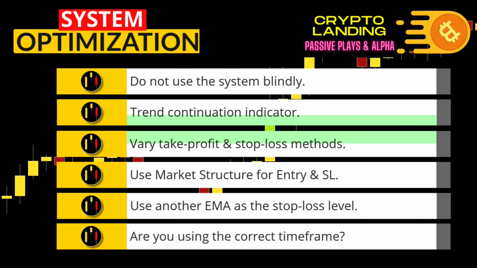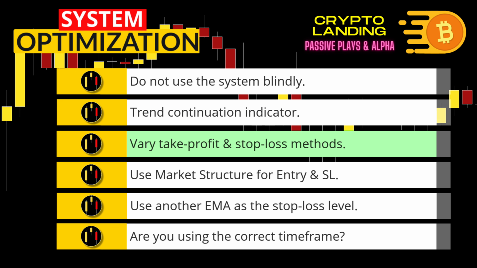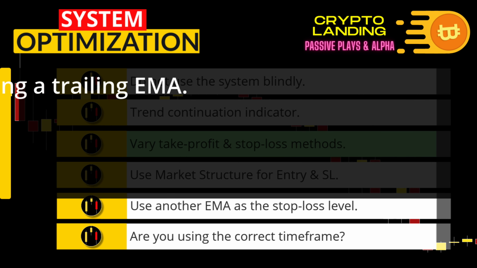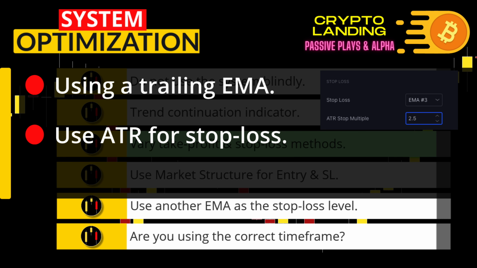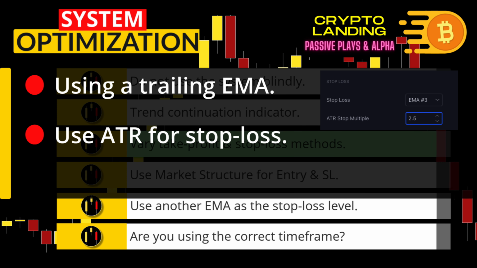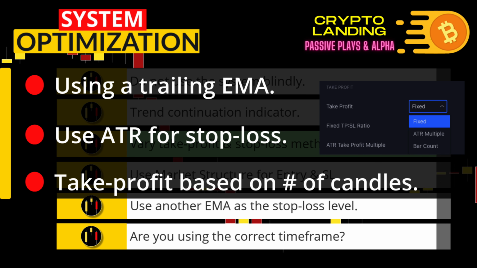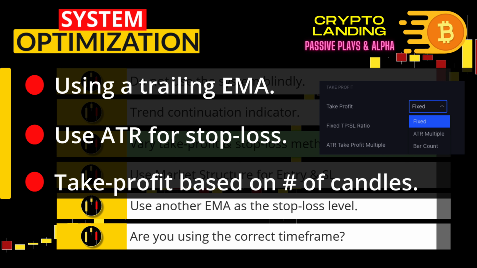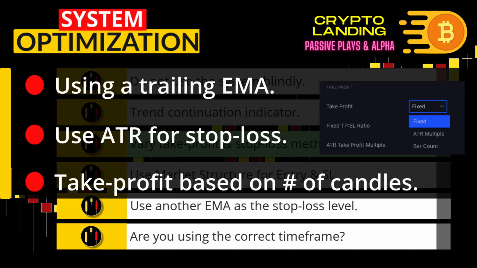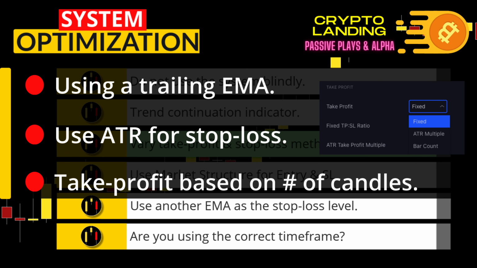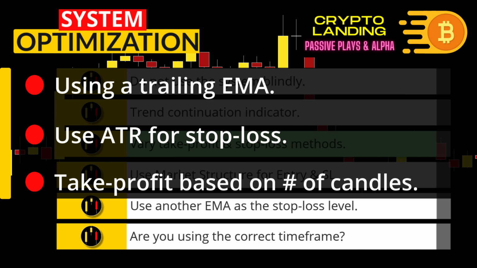Third, some of the other methods you can use, which are also options in the automated script, are using a trailing EMA as a take profit method, or changing the stop level to an ATR multiple of the trigger candle. Or if you are doing some quick scalp, setting a fixed candle number as your take profit can get you in and out of many quick trades, especially on strongly trending markets.